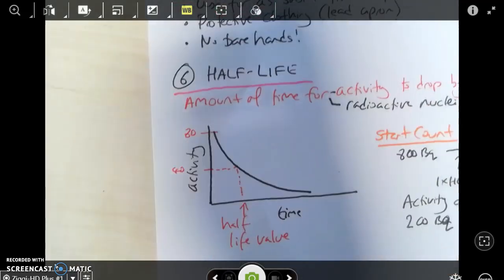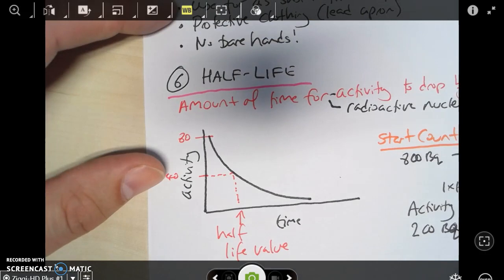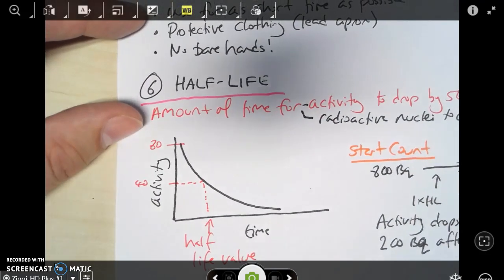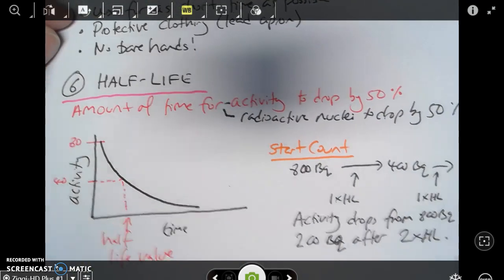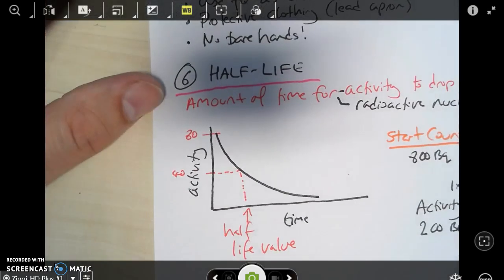Let's move on to half-life. Students often find this confusing. All half-life means is the amount of time it takes for the activity to drop by 50%, or the amount of time it takes for half of the radioactive nuclei to decay. It's often shown as a graph like this.